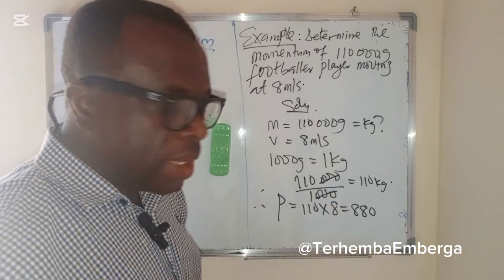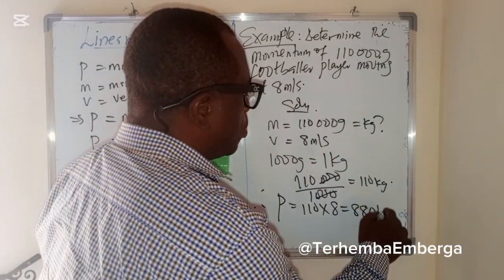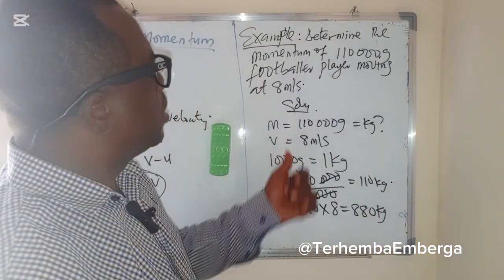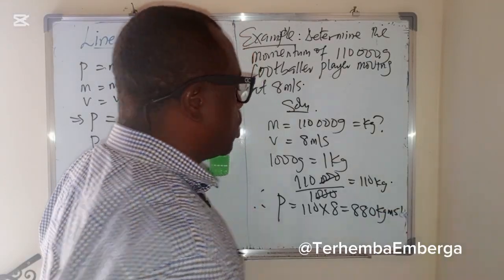And what will be the unit? Mass is in kg. Velocity is in meters per second. So that's the unit.